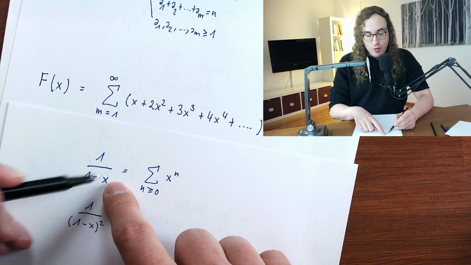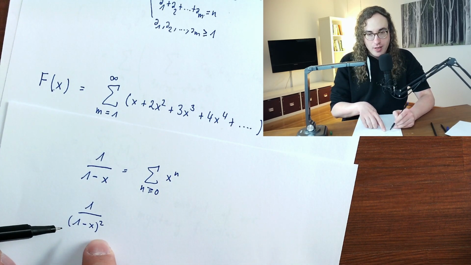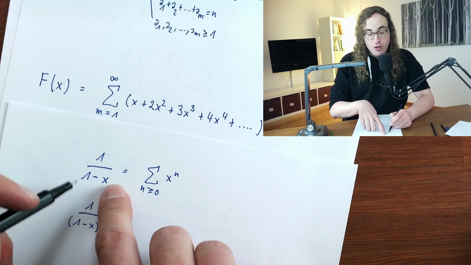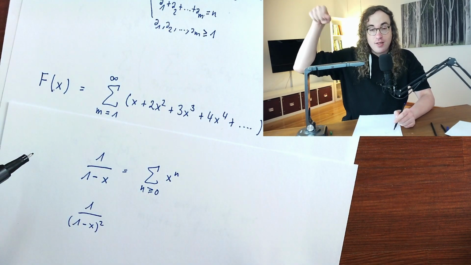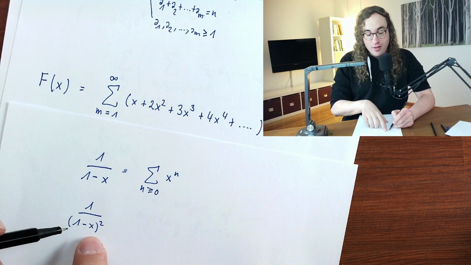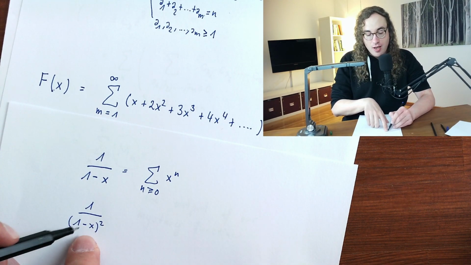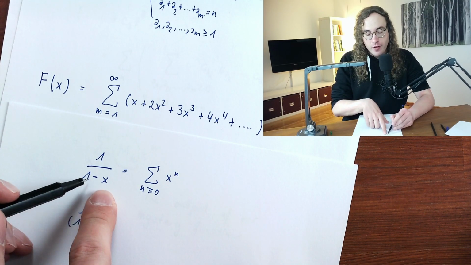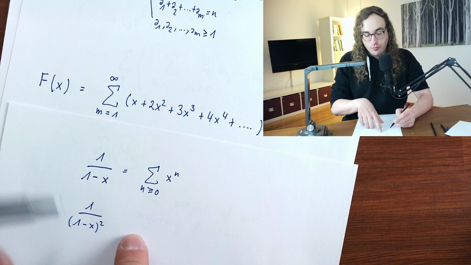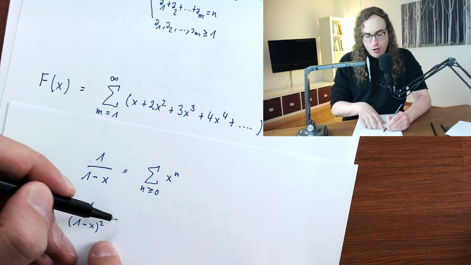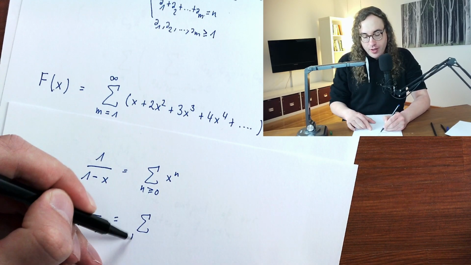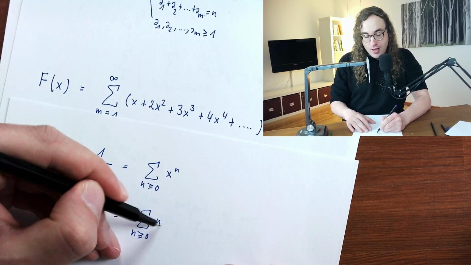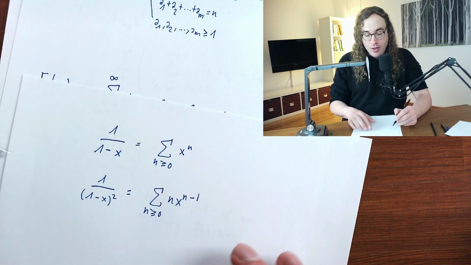Remember, basically I have to apply the quotient rule, right? The denominator gets squared, or you can just use that this is 1 minus x to the minus 1, and then you get this derivative. There's no negative sign because you also get a minus 1 from the coefficient of x in here by the chain rule. And the derivative here is of course n times x to the n minus 1.